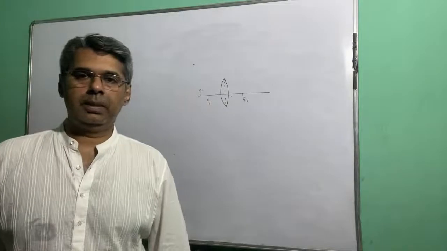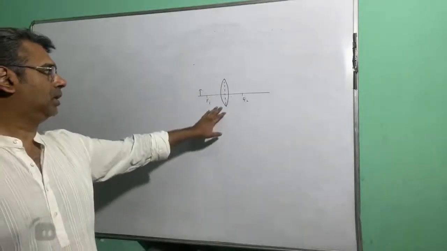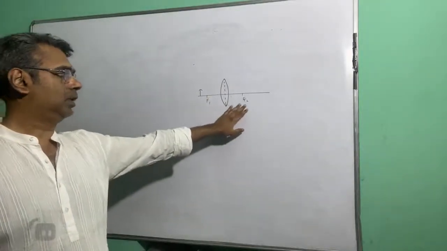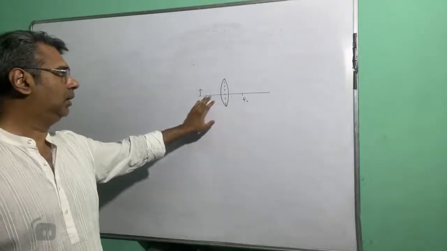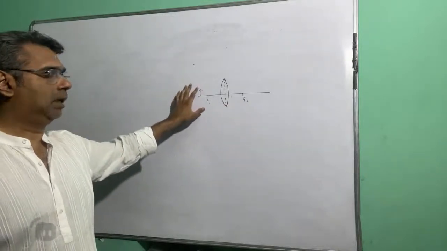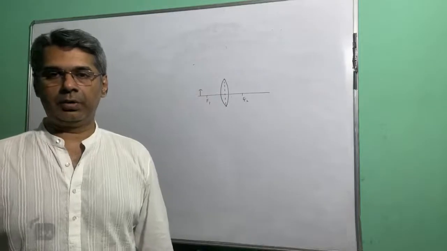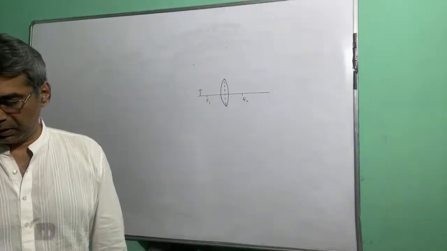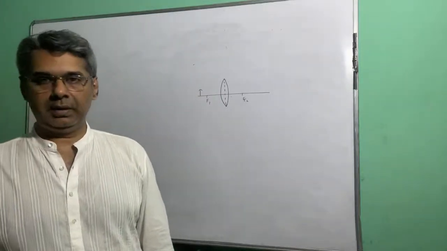Okay, so basically this is a convex lens. So this is f1, this is f2, right? And there's an object here. Now, what is the basic approach to finding the image? So we need to discuss that. How do you go about finding the image?